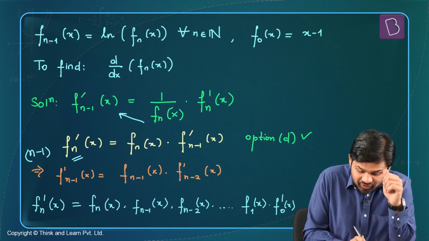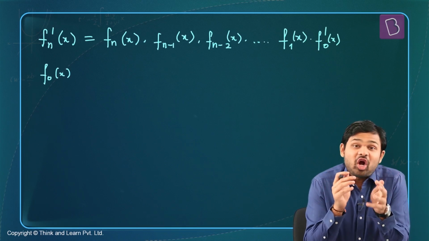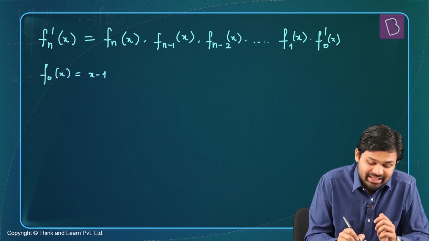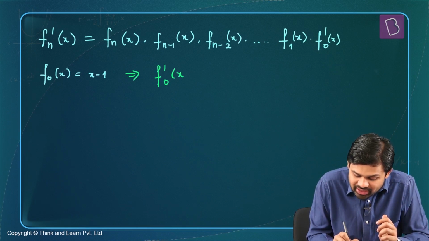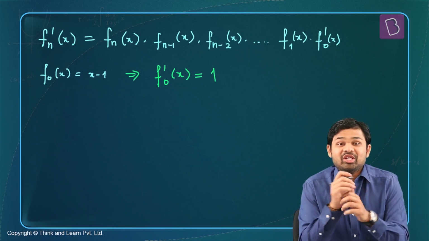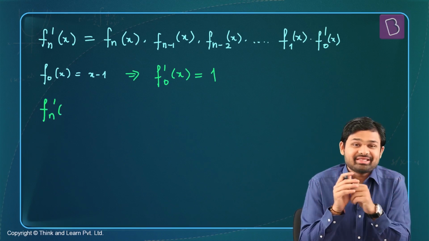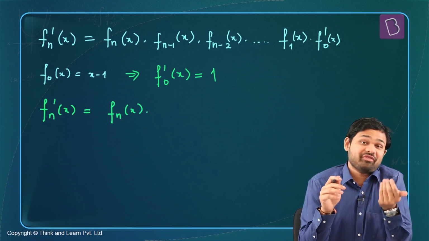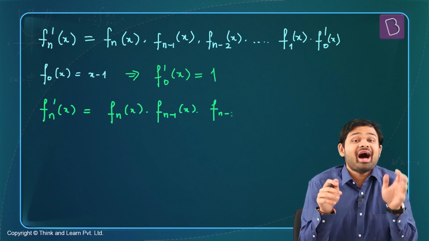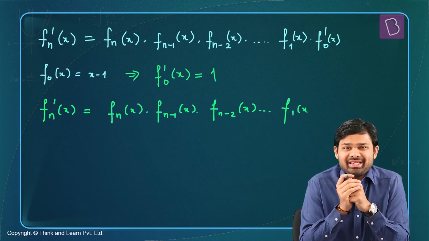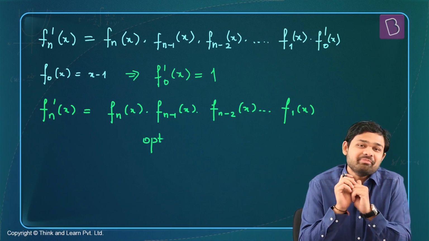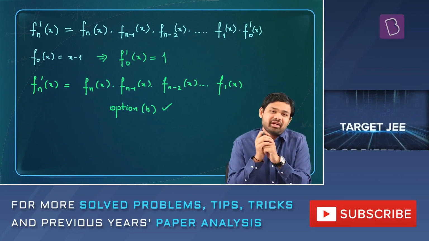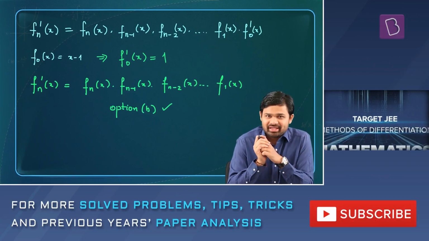Now what is f0 of x? f0 of x is nothing but x minus 1, and I can easily differentiate it to get the derivative of f0 of x to be equal to just 1. So now the derivative of fn of x is nothing but fn of x into fn minus 1 of x, and so on until f1 of x. Don't you see this in one of the options? Of course you do. This has been given in option B. So option B is yet another correct answer to this multiple correct answer kind of question.